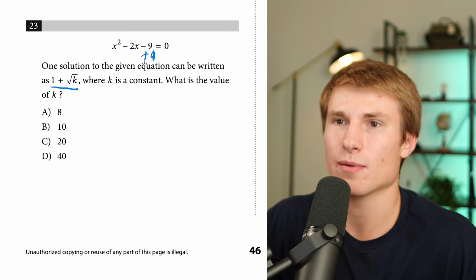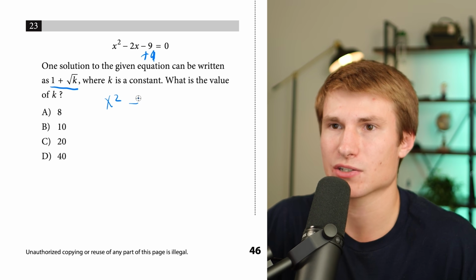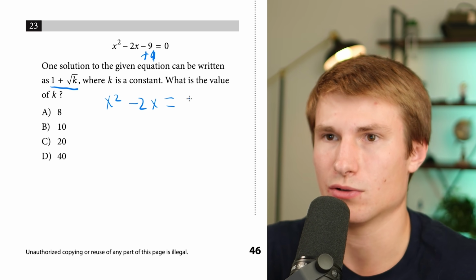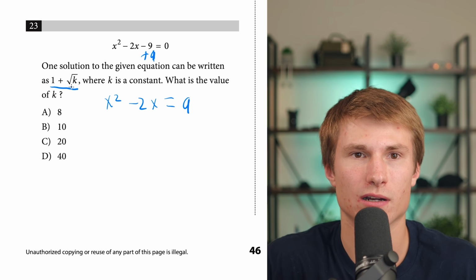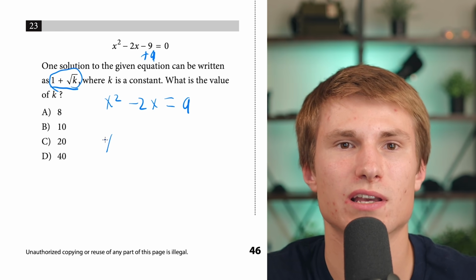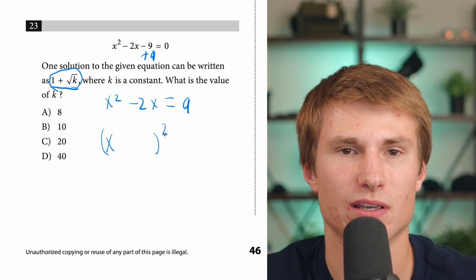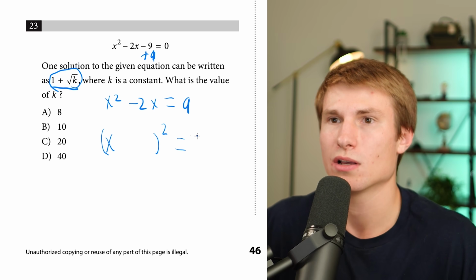All right, so you're going to start by adding 9 to both sides. You'll end up with x squared minus 2x is equal to positive 9. Now, what you ultimately want to get, and what your goal is here, is to get to a point where you have x something squared set equal to some constant.